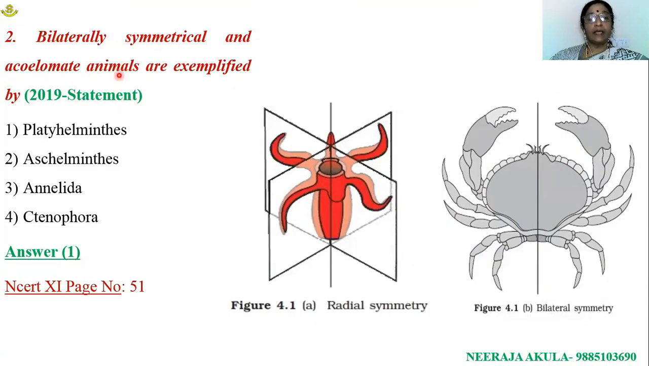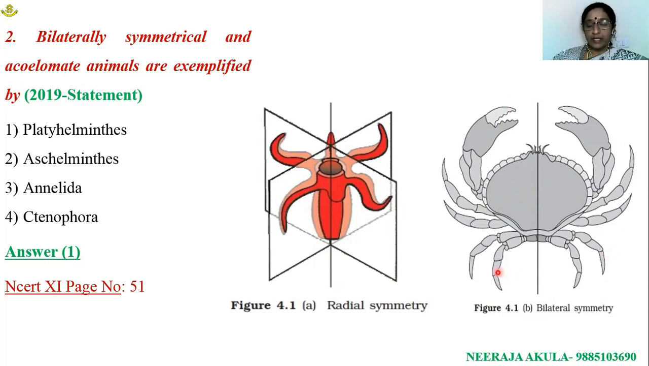Bilateral symmetrical and acoelomate animals are exemplified by: Platyhelminthes, Aschelminthes, Annelida, Ctenophora. Almost the same type of question, in the form of statements, appeared in 2019. Two different types of symmetry are seen in organisms: radial symmetry and bilateral symmetry. The organisms which can be cut into two equal halves through several planes are said to exhibit radial symmetry.